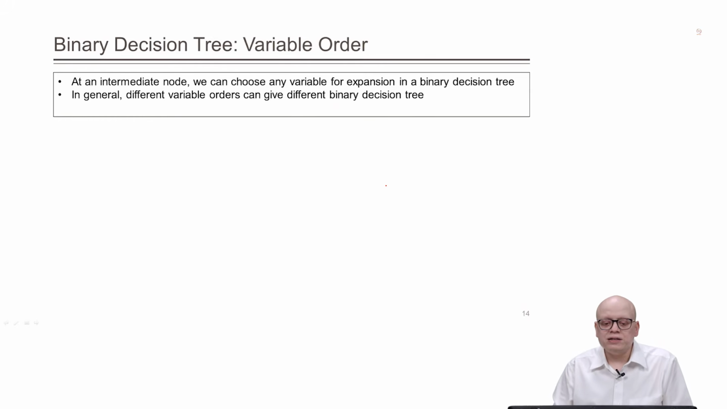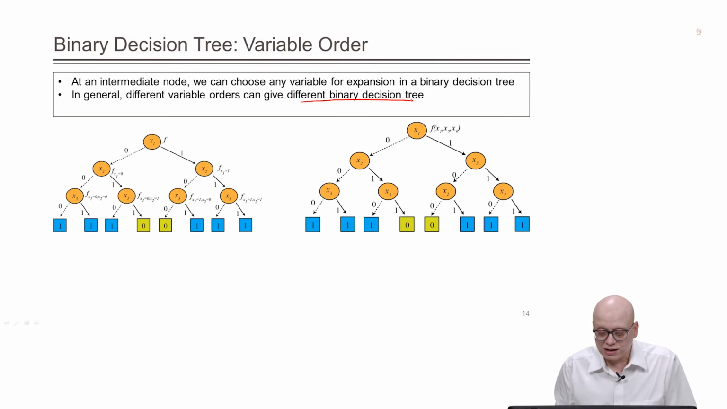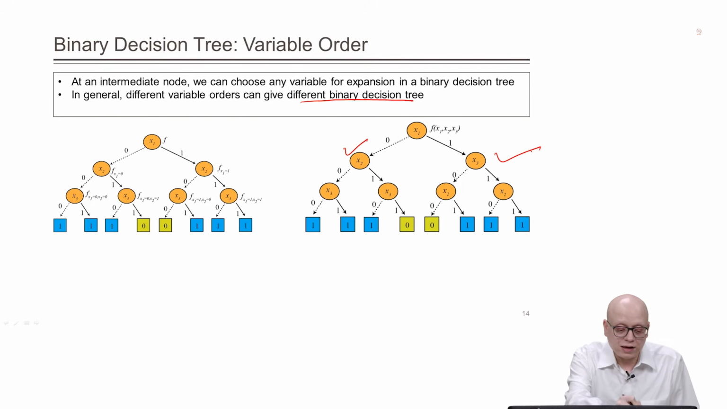Now, at an intermediate node, we can choose any variable for expansion in a binary decision tree. That is, we can choose either x2 or x3 at different levels. So, in general, different variable orders can give different binary decision trees. For example, this is one representation and this is another. Here we have chosen x2 and here we have chosen x3 for expansion, and here we have chosen x2 and x2.